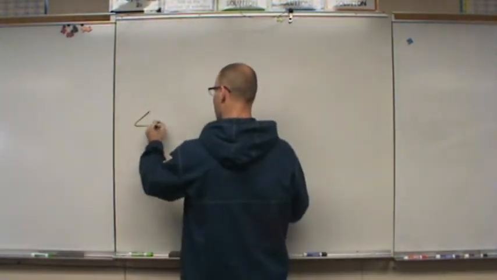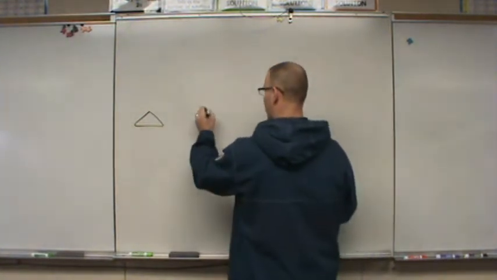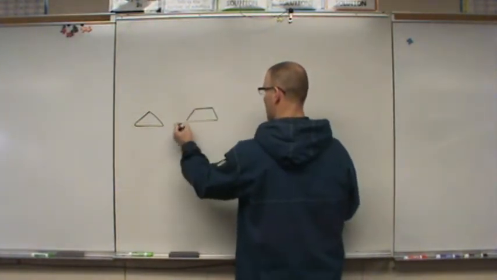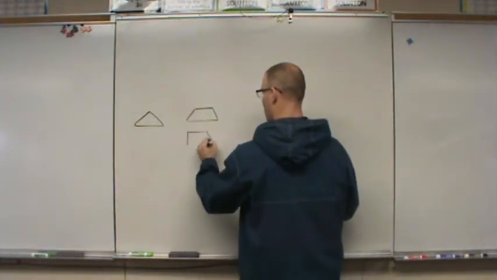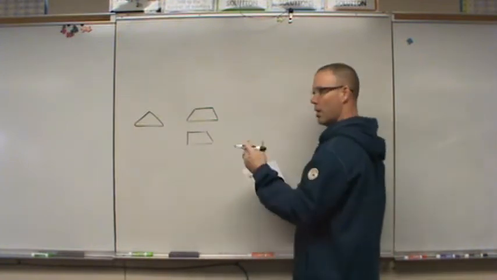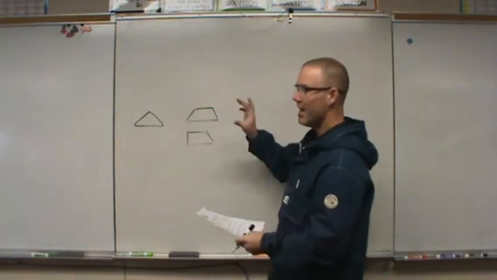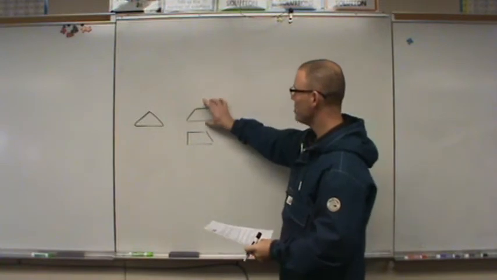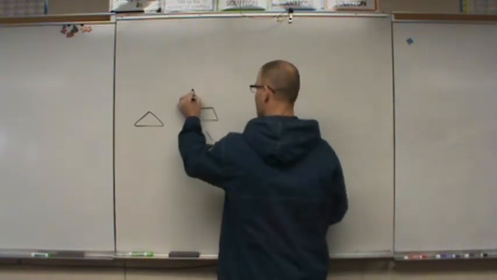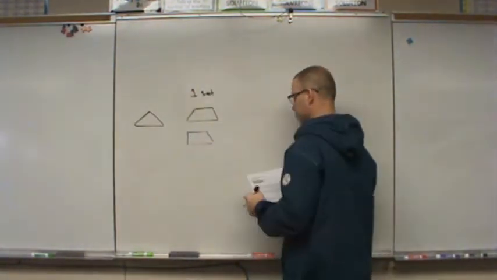Obviously, a triangle has three sides. A trapezoid can have two different types of shapes. It can look like this, or it could look like this, right? That's a trapezoid. The idea behind a trapezoid is it has one set of parallel lines. So I'll just write one set.